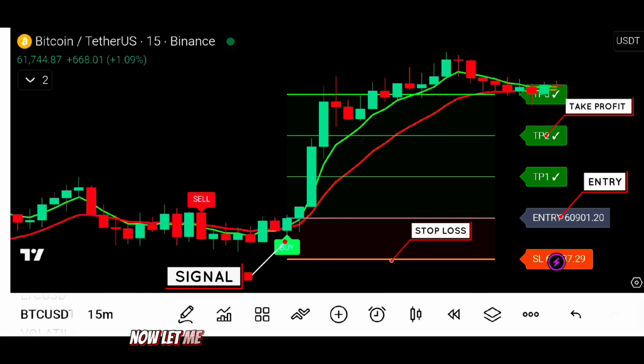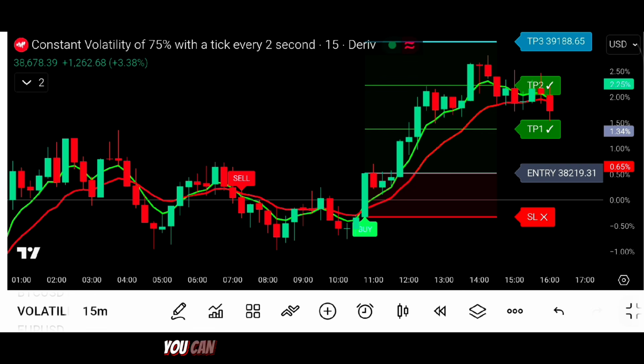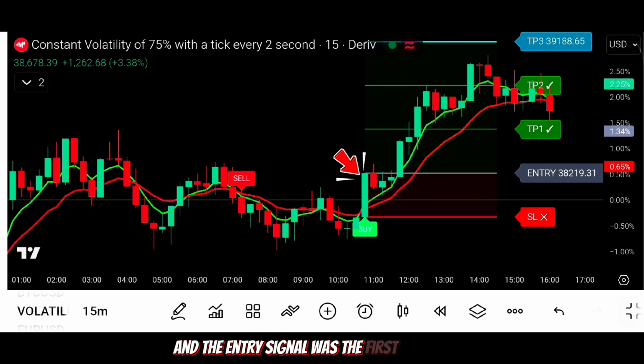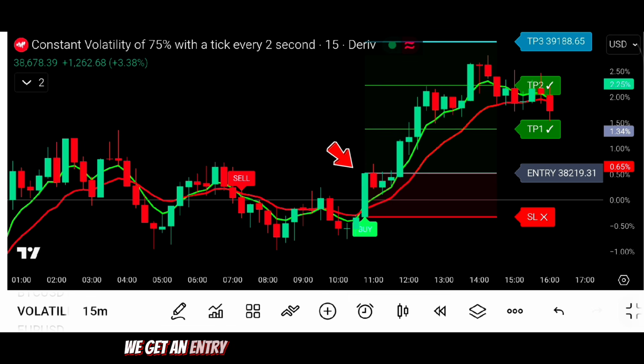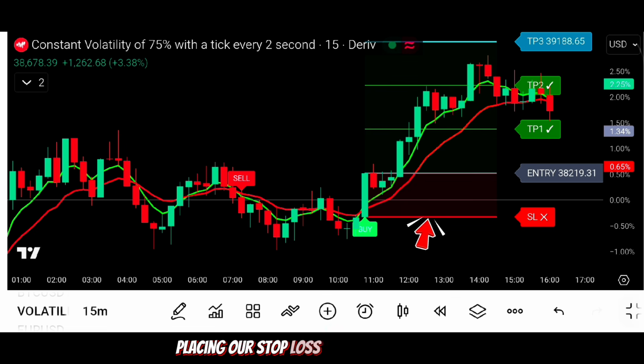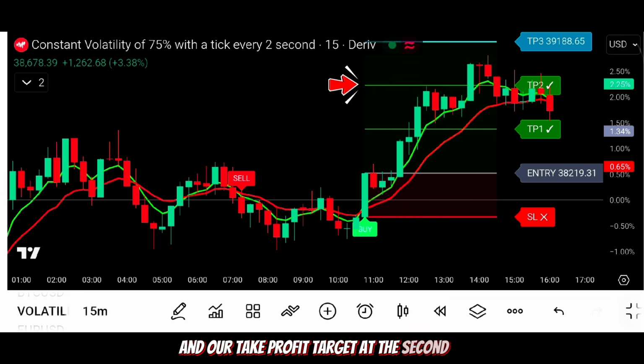Now, let me show you another example of this indicator at work on the chart. In this example, you can see that the market gave us a buy signal immediately after the crossover, and the entry signal was the first candle out. So after the close of that candle, we get an entry point, which means that we can enter a trade, placing our stop loss at the automatic zone, and our take profit target at the second TP.